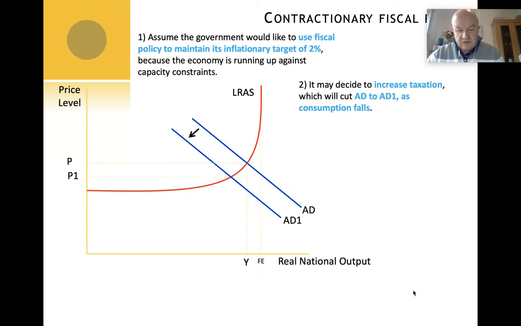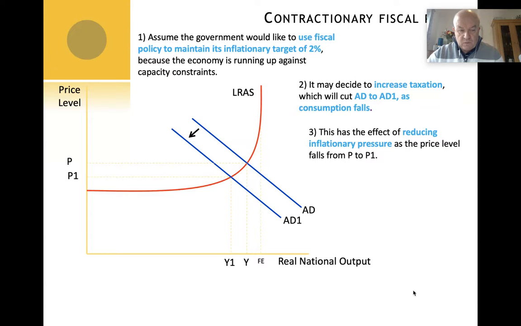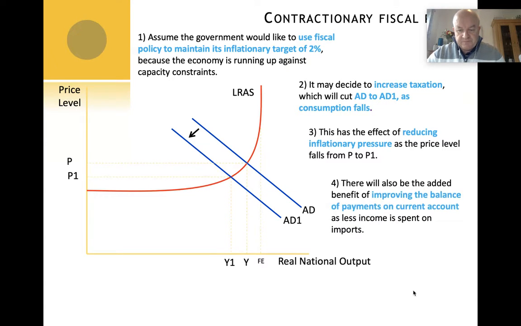So an increase in taxation would mean that we'd have less money in our pockets to spend on consumption, and hence aggregate demand would fall. That effectively would reduce inflationary pressures, because as you can see in that scenario, our new equilibrium point at Y1 is also at price level 1. So there's been a reduction in inflationary pressure as the price level has fallen at that new level of demand. We could also argue there's added benefits because that improves the balance of payments on the current account, as less income would be spent on imports as consumption falls.